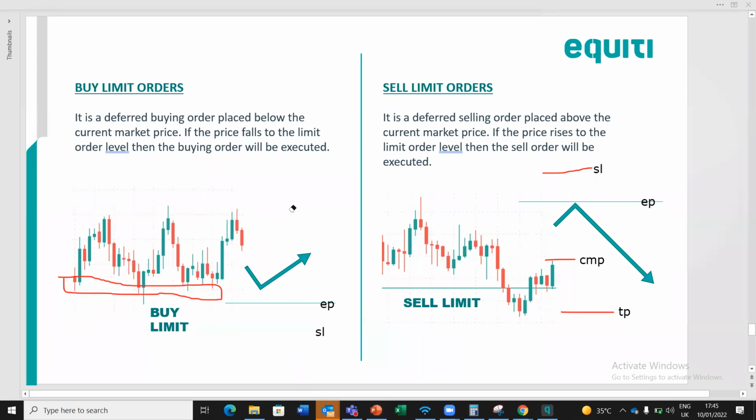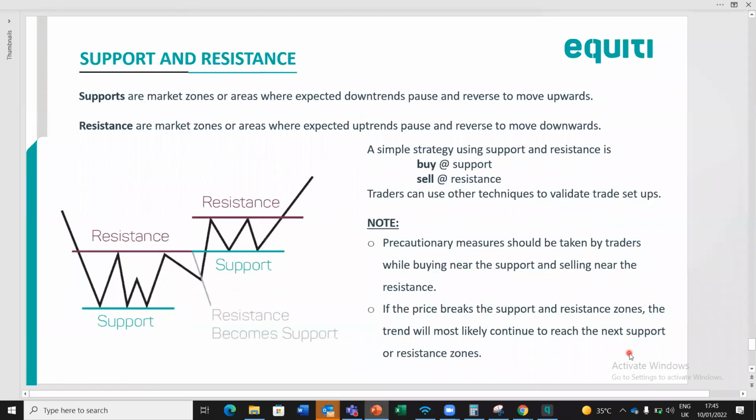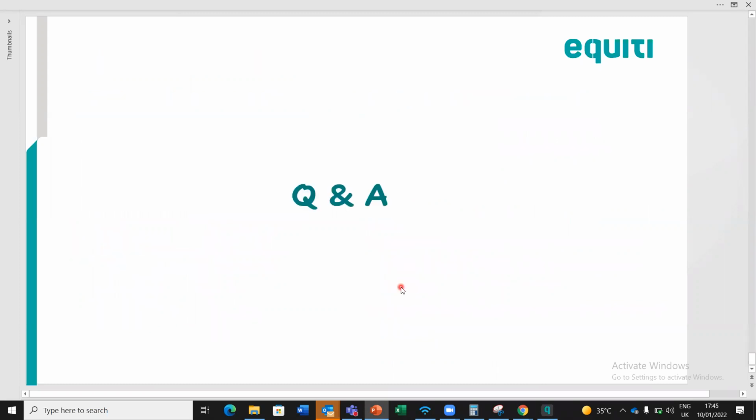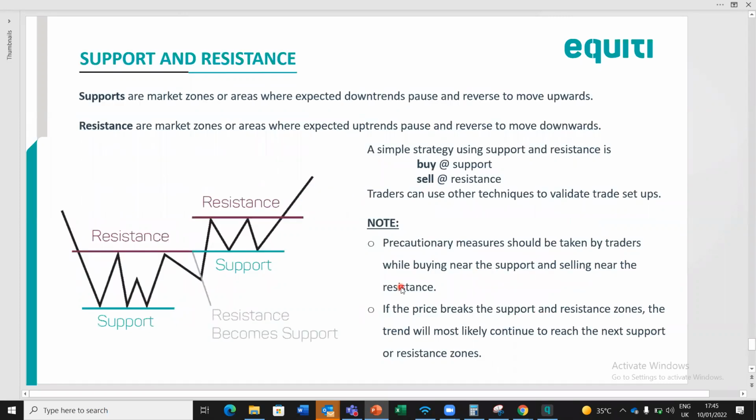If you're confused about anything, please do well to reach out to me with your questions, so we can finish up this. Let's quickly look at support and resistance. We're almost done. This is the last thing we're considering, support and resistance.